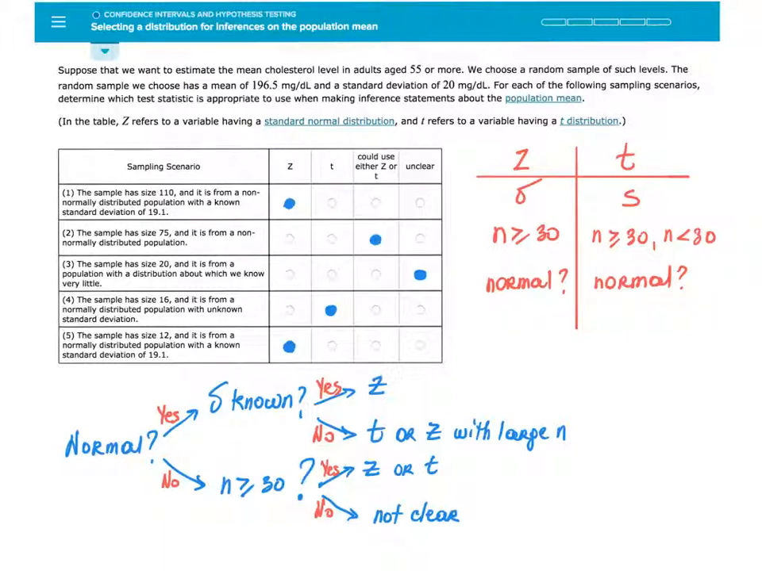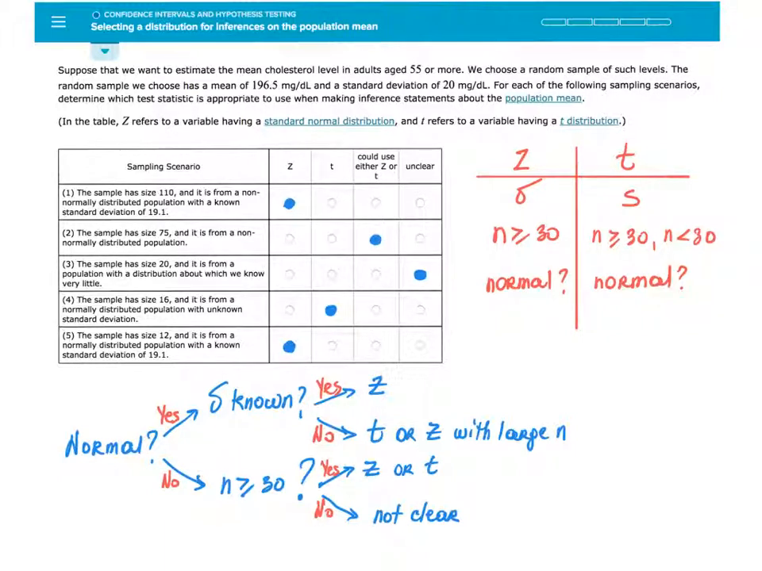Scenario 2. The sample has size 75 and it is from a non-normally distributed population. So in this case, we know that there is no normal distribution, but sample size is large. However, we don't know whether the standard deviation of the population is known or not. So we're going to say it could be either Z or T, depending on whether we know sigma or S.